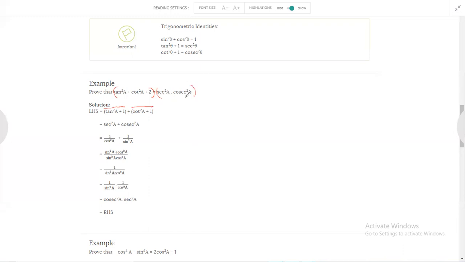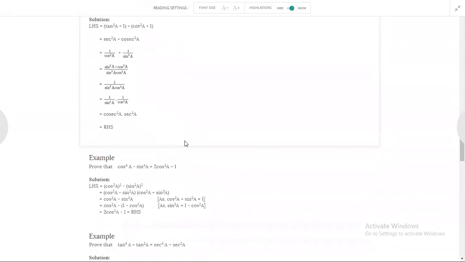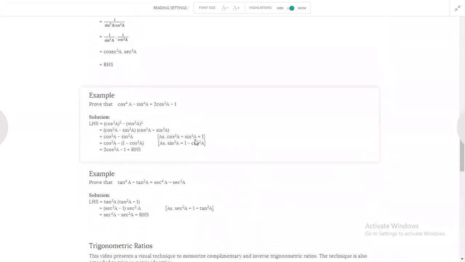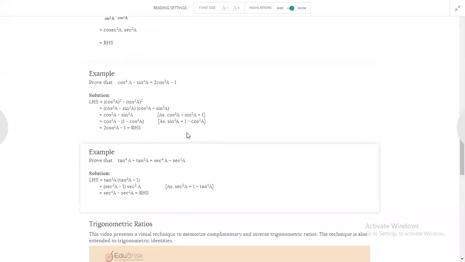Similarly, if we want, we can take the RHS. So sec square A into cosec square A we can take and change this into this. That means sec square A, you write it as 1 plus tan square A multiplied by 1 plus cot square A. Then multiply together, then also you will reach the LHS. So whichever is easy that you can adopt, that means either start with LHS and reach the RHS, or start with RHS and reach the LHS, or simplify both and reach the same answer.